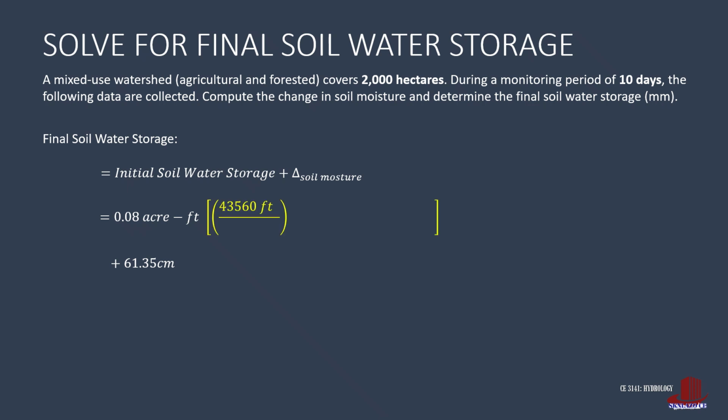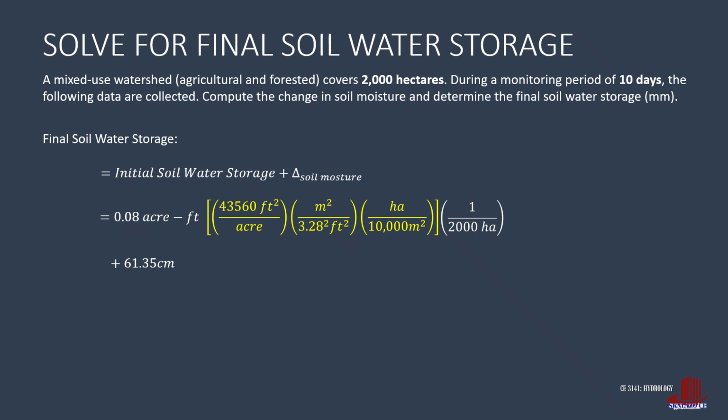So multiply the conversion factor of 43,560 square feet is to 1 acre. Then a meter is to 3.28 feet. And also a hectare is equivalent to 10,000 square meters. This will transform acres into hectares. Then divide the term by the catchment area of 2,000 hectares. And this takes out the unit.